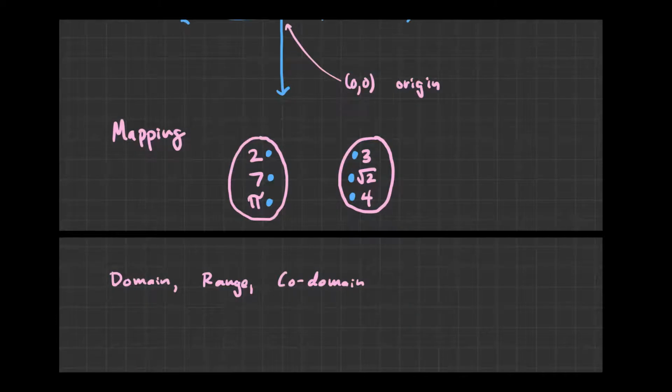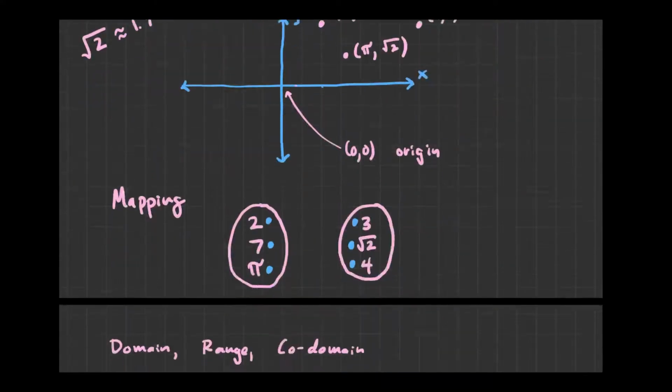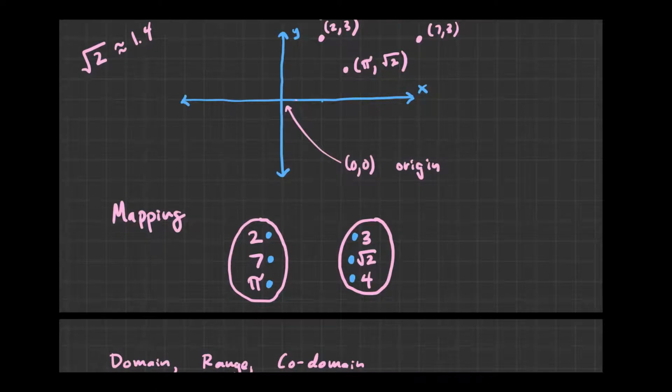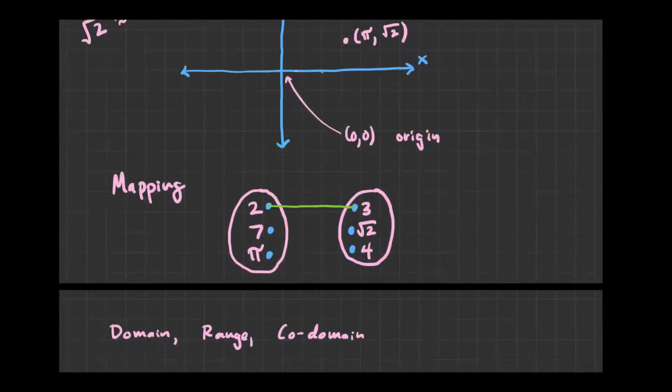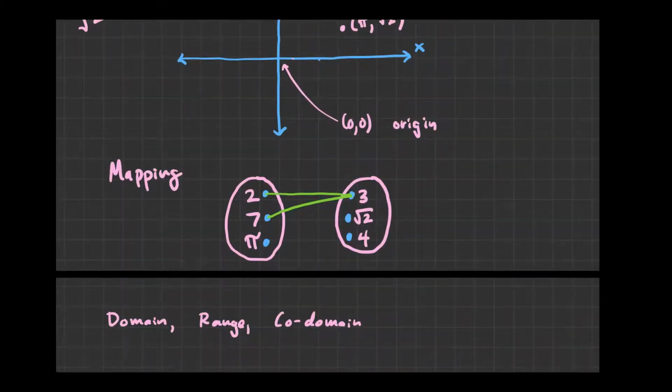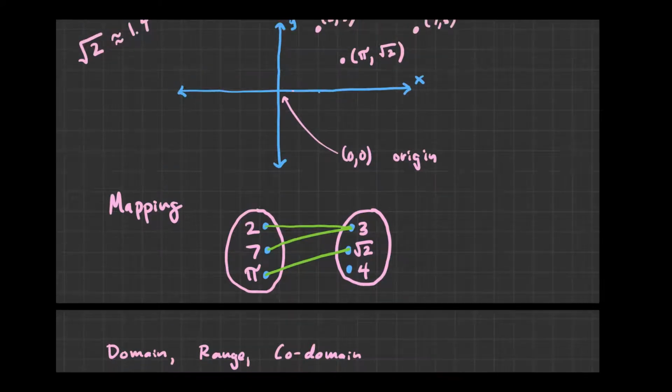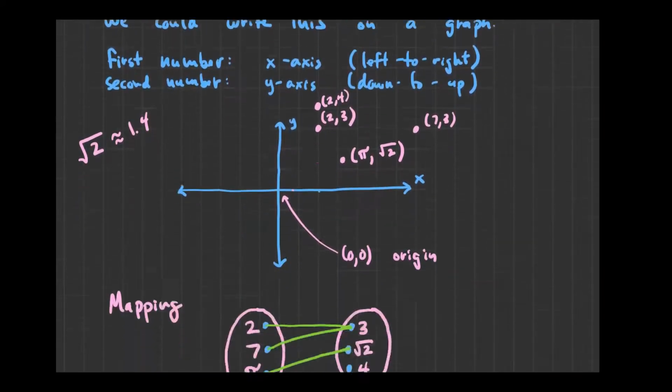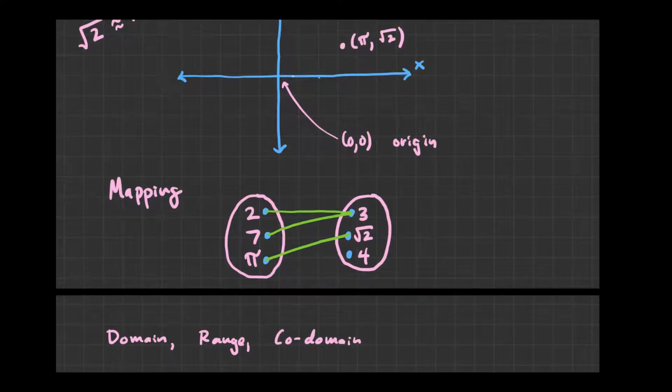So I believe that 2 is related to 3, so let's connect that. Also, 7 is related to 3, so I will do this. Pi is related to the square root of 2. And then finally, the last one is 2 is related to 4. So that would be the last way of representing a relation.